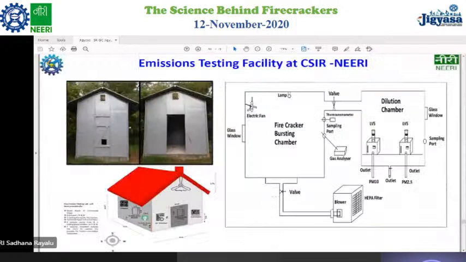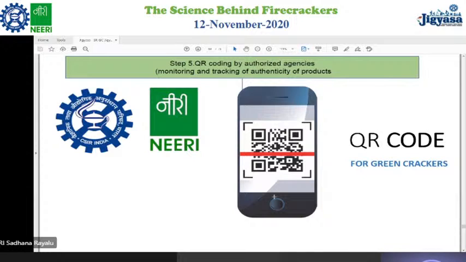Please visit and have a look at it. These are the different facilities. And lastly, this is very important. This is the QR code, an encrypted QR code, which is being printed on the firework manufacturers' products to differentiate them from the conventional crackers. When we scan this QR code using an encrypted scanner, we get all the information with respect to the formulation, the emission reduction, and so on and so forth. So this quickly tells you what we are trying to do.